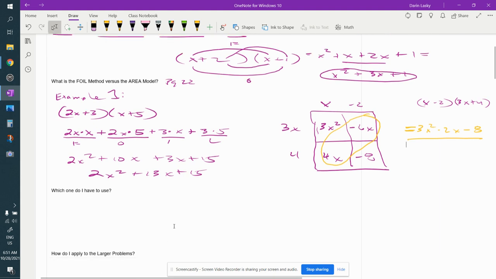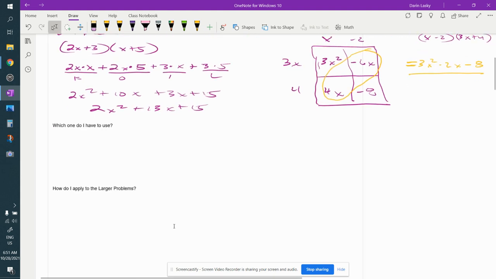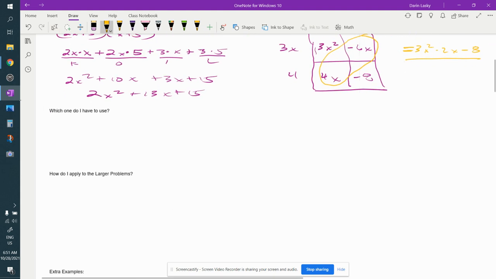Now, the question is, which one do I use and how do I use it? I don't care. Does not matter. Use whichever one you're comfortable with. You can choose whichever one you would like to use. Doesn't matter to me.